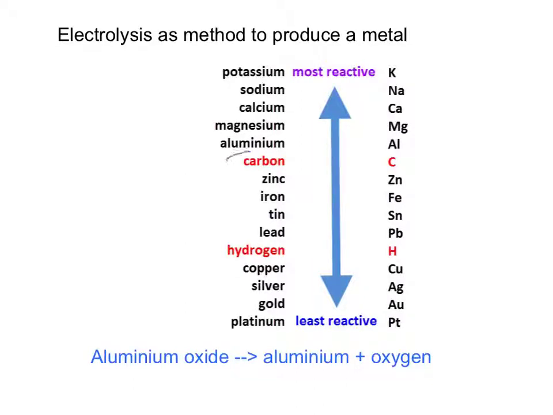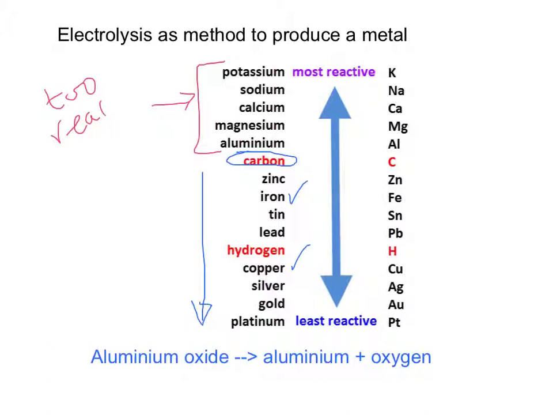You may remember that we said we could use carbon to reduce metal compounds, usually iron or copper. There are other metal compounds from these metals in the list that are too reactive, so carbon can't be used to obtain these metals. We have to use electrolysis as a method, and that's what we're going to be looking at next.